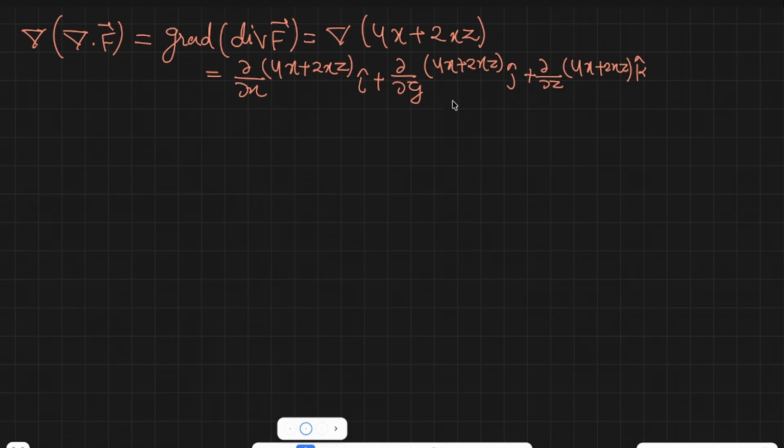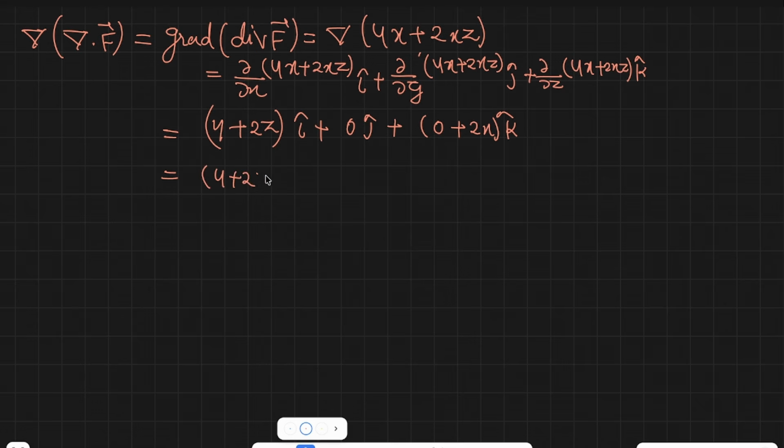Yeah, so if I find the partial derivative with respect to x, that is going to be 4 plus 2z i cap. Then this is the partial derivative with respect to y. If I take the partial derivative with respect to y, there is no term of y, so it will be 0 j cap. Then the partial derivative with respect to z is going to be 0 plus 2x k cap. So the gradient of divergence will be 4 plus 2z i cap plus 2x k cap. Okay, this is the answer of our second question.